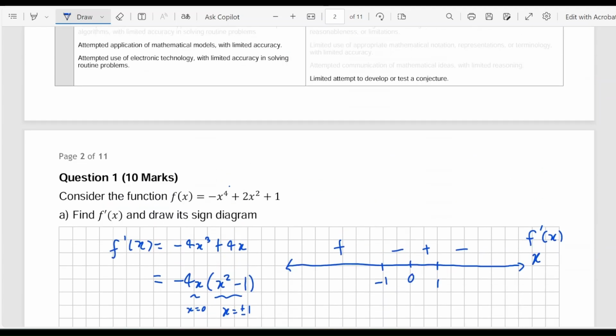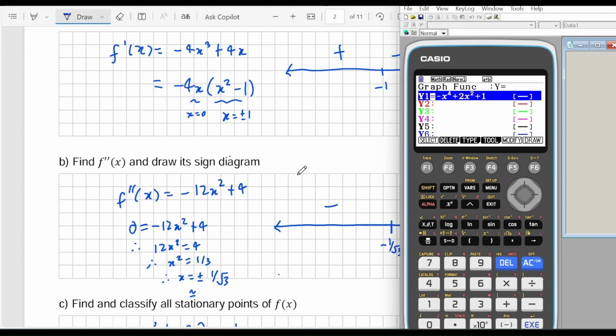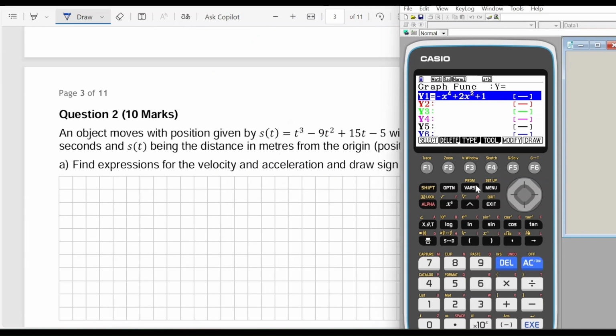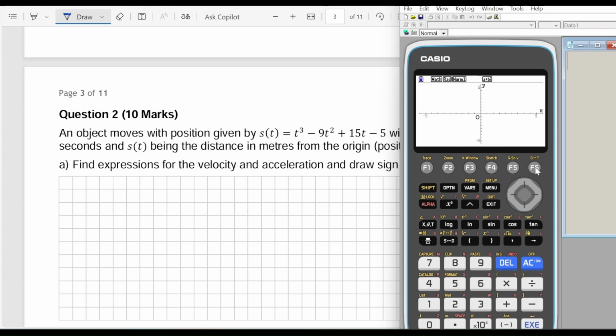So that's pretty much everything we need to do for that question. Okay. Kinematics. So let's first of all get this graphed. So it's going to be x to the power of 3, take 9x squared plus 15x, take 5. We draw that.